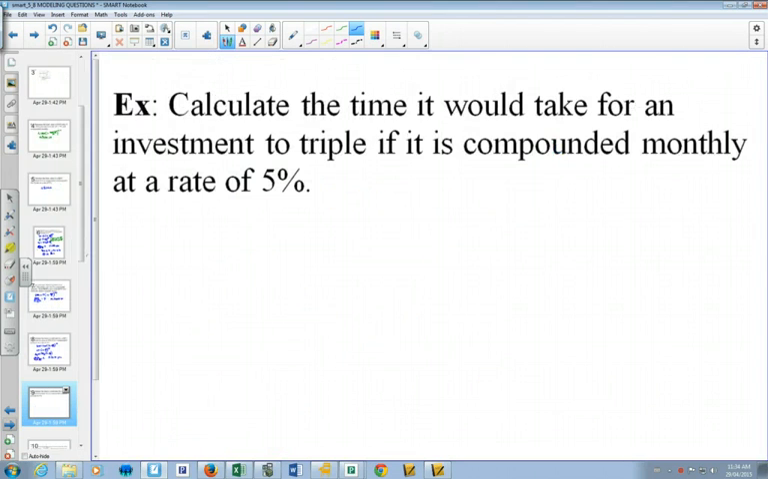Now what often happens in an exam is they'll give you a question like this, and you start with writing your formula, and you don't know the amount, and you don't know how much it's worth later because you don't know how much the initial amount is. So you only know so far this part, and we know we need to solve for t.